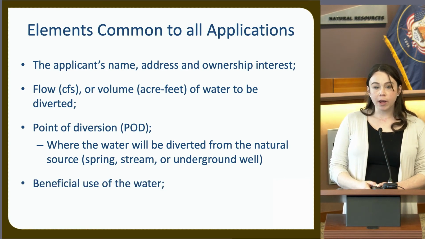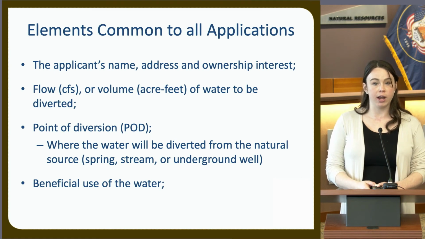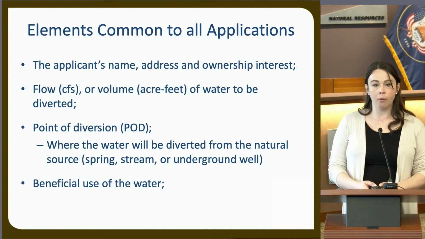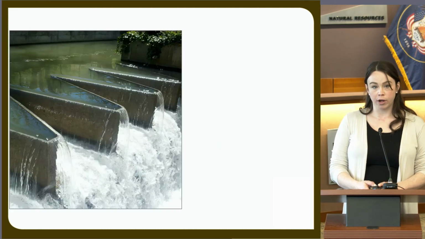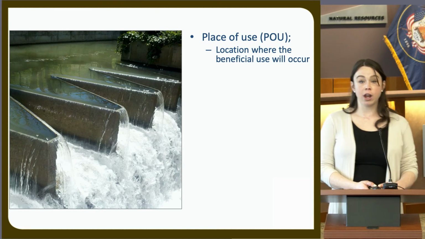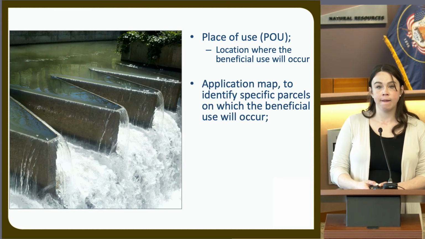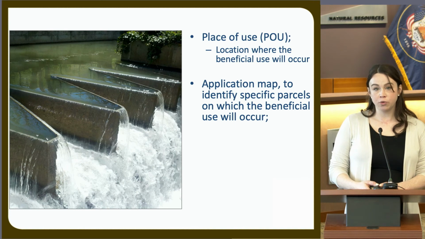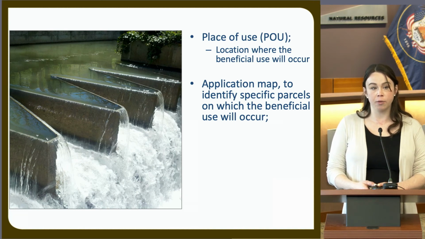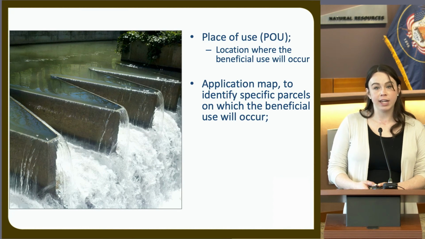We want to know how you plan on using the water. Are you planning on irrigating? Do you want a part-time home, a full-time home? Do you want any stock watering? A few more common things. We need to know where you plan on using the water. And you will need to include a map, but we do have a mapping wizard on our website, which I'll go over a little bit later, that makes this fairly easy.